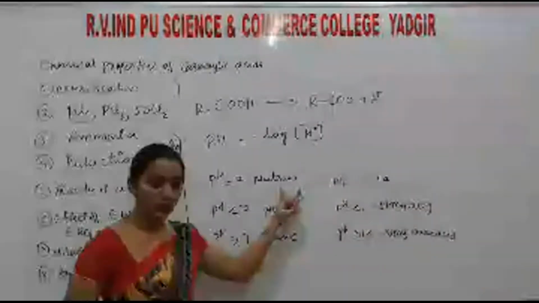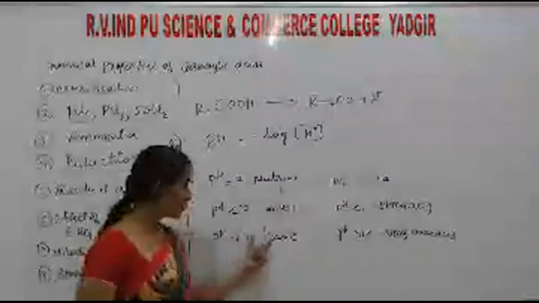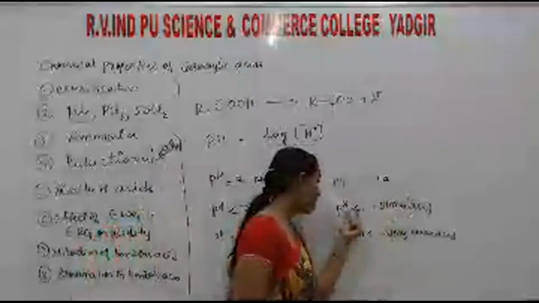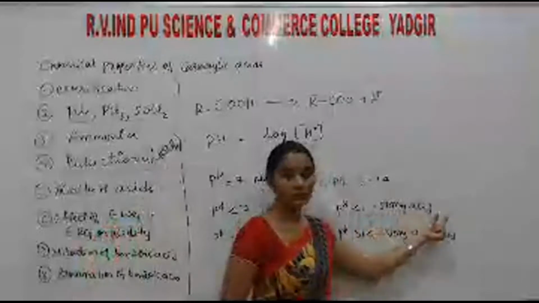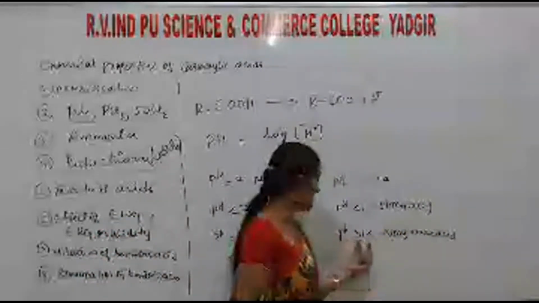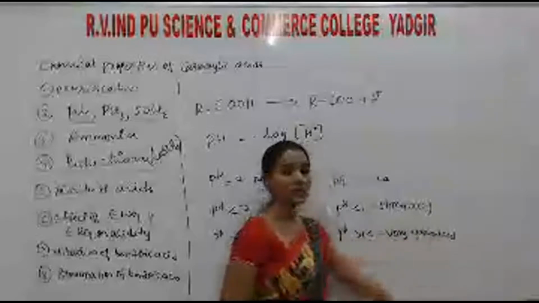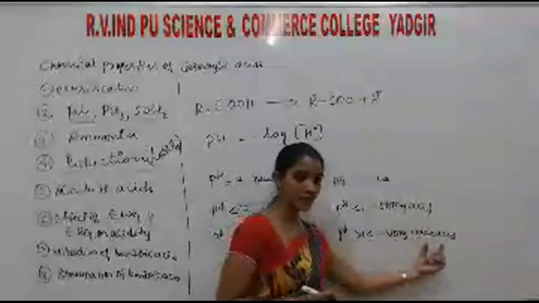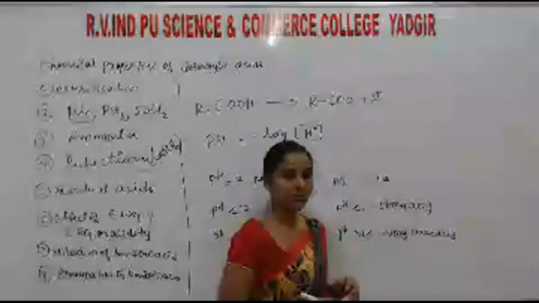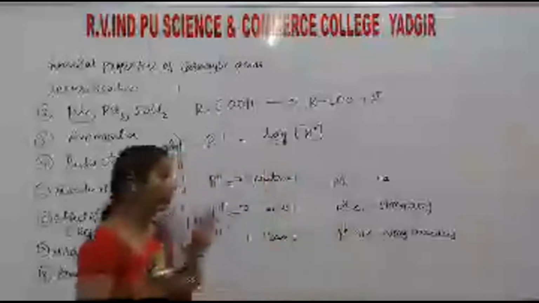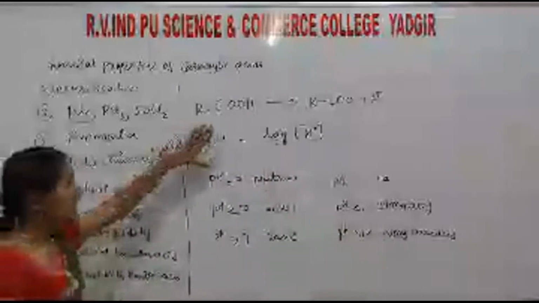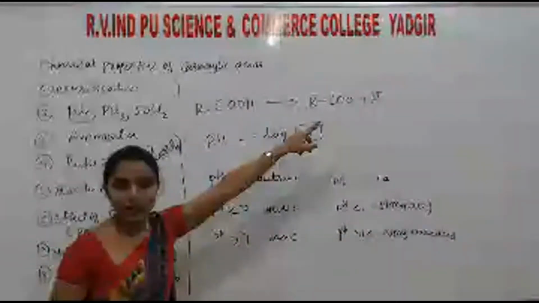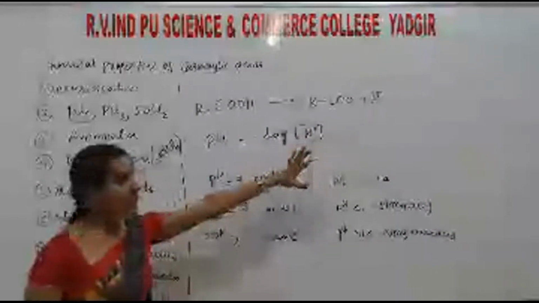If pH is equal to 7 neutral, pH is less than 7 acidic, pH is greater than 7 basic. If the pH is very much less than 1, then it is a very strong acid. If the pH is greater than 14, then it is a very weak acid, which means it is a strong base. This is acidity of carboxylic acid. The main thing is acidic nature means the donation of the H plus ion. That's why they are acidic. That is measured in pH.